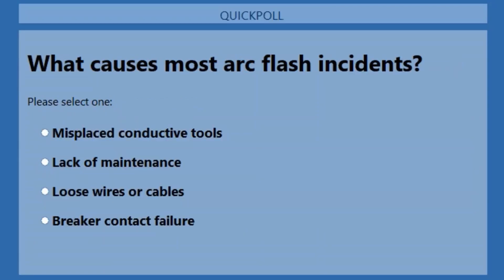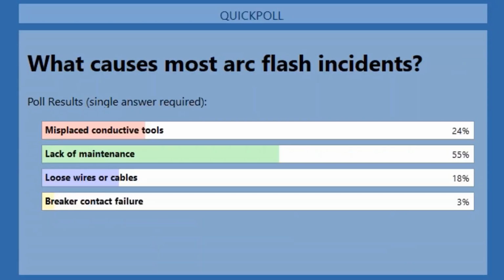And that is, in your opinion, what's the most likely cause of arc flash incidents? And here's how people have chimed in on this one. And not really surprised by the expectation here.